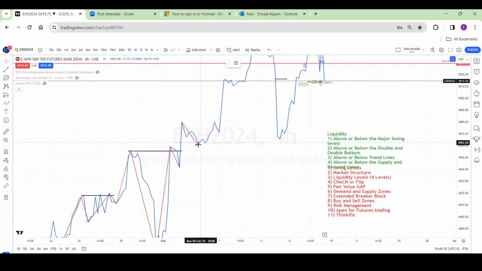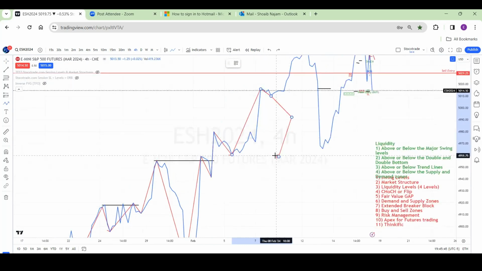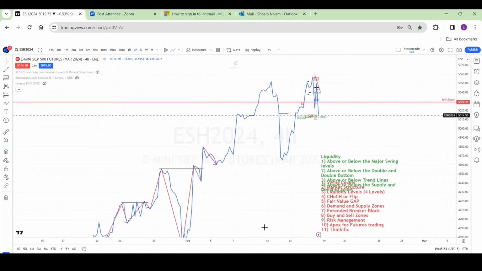Let me show you what happened. This is not the high because this is just a double top, so my high will be this. Then low. Why am I marking this? Because if I don't know my structure, I cannot trade. This is my high, then this is my low. I need to remove all this.